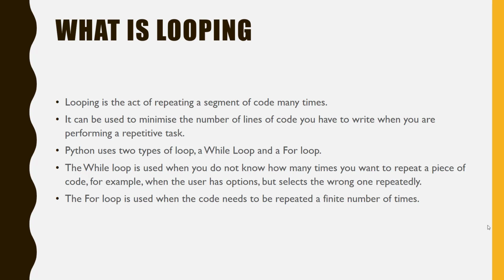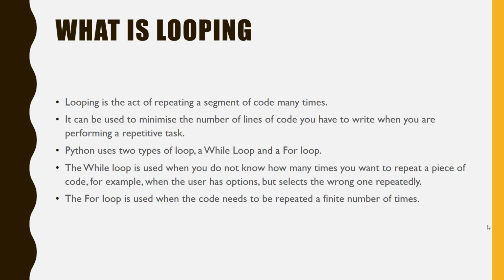So what is looping? Looping is the act of repeating a segment of code many times. It can be used to minimize the number of lines of code you have to write when you are performing a repetitive task. Python uses two types of loop, a while loop and a for loop.